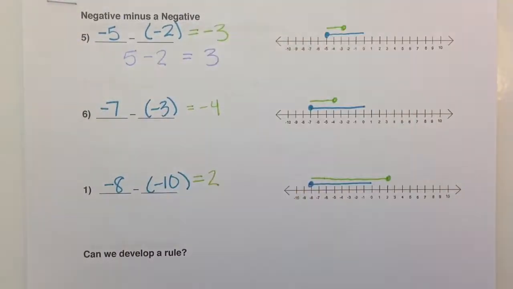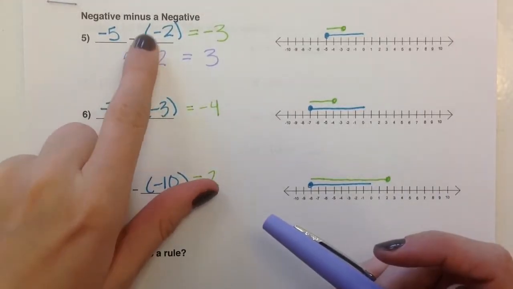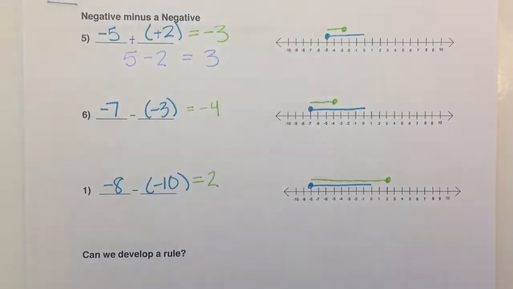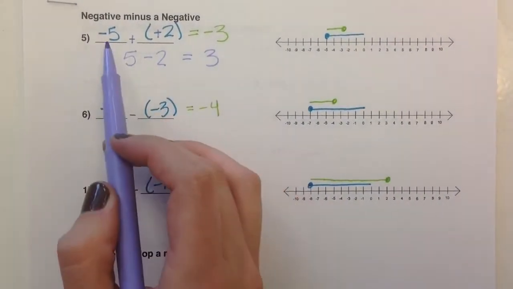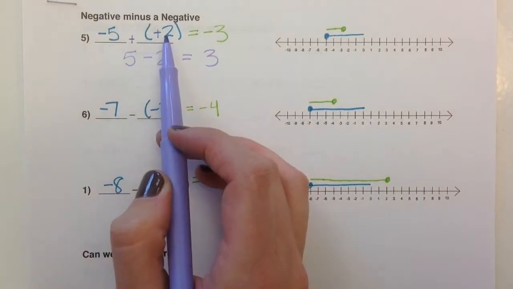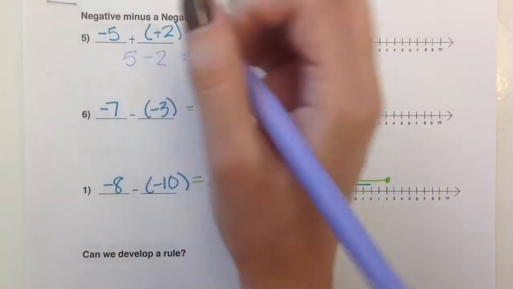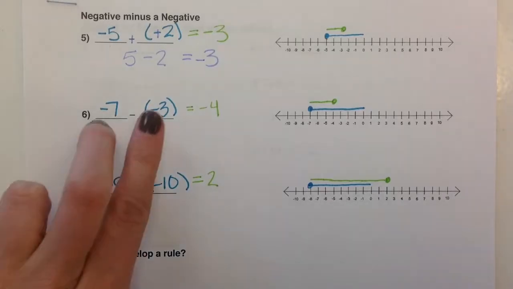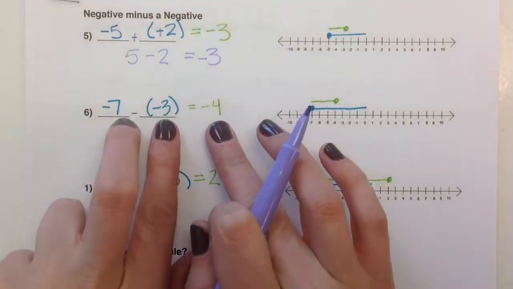But why is it negative? Well, we just talked about in the last problem that really subtracting a negative is kind of the same thing as adding a positive. So if I look at this, I've got 5 negatives and I've got 2 positives, which means I have more negatives than positives.